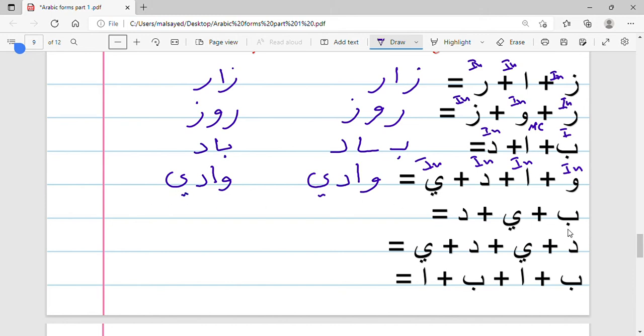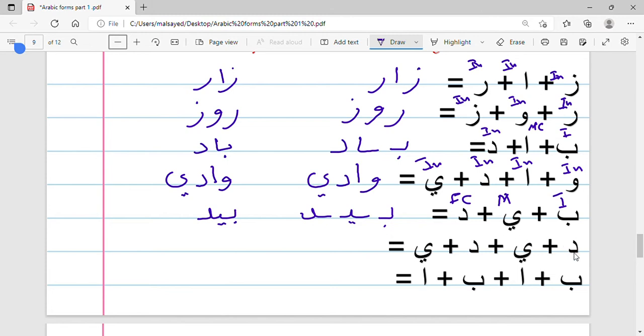Okay, let's go to this one. So here we have al-ba is the first letter, so we choose the initial. Between al-ba and the ya, let's check also the letter after the ya. We have the dal. Dal also connects with before, so that means we choose the middle form of the ya, and then we choose the final form connected of the dal. So that's the initial form of the ba, middle form of the ya, and final form connected of the dal.